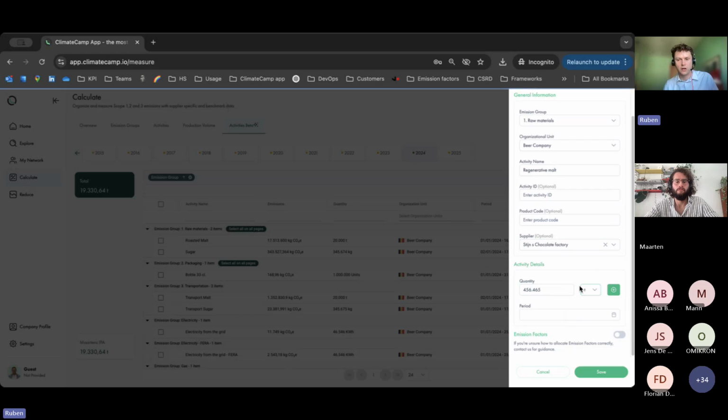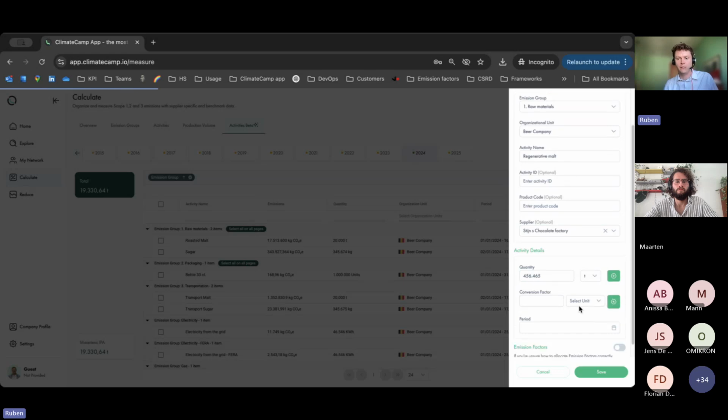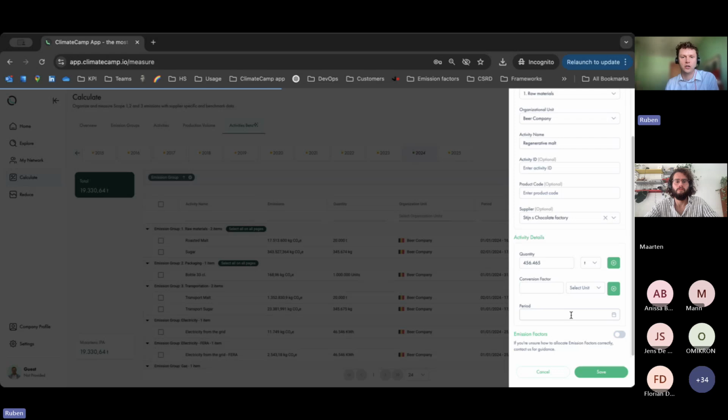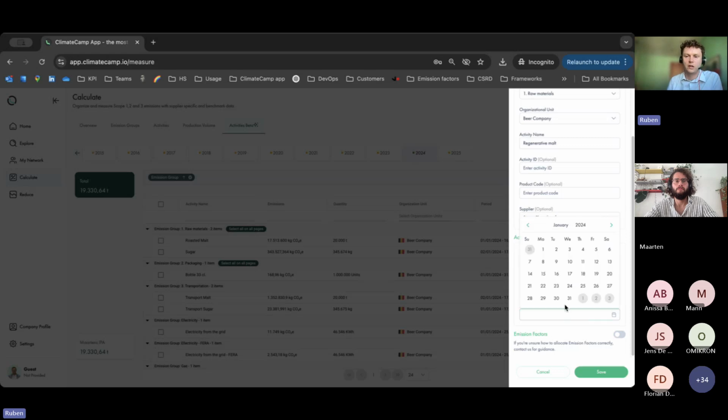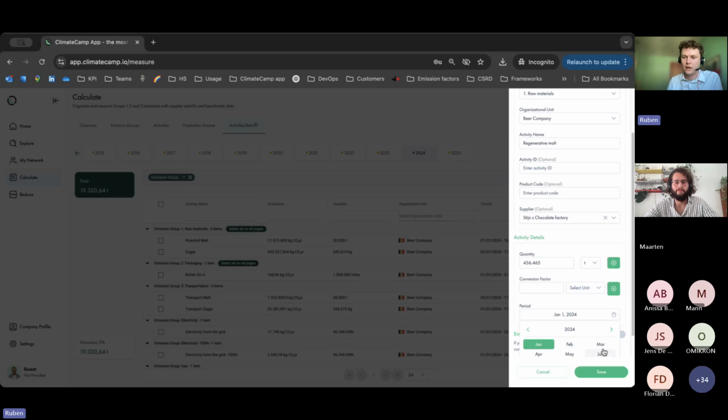You can see that we support different units and it is possible to add specific conversion factors as well. Note that each PCF is relevant for a specific period. So it could be, for example, that the PCF will change over the years. So therefore, it's always very important to indicate the period for which this PCF or this activity is applicable. So in this case, I take 2024, and then it's possible to save the activity.